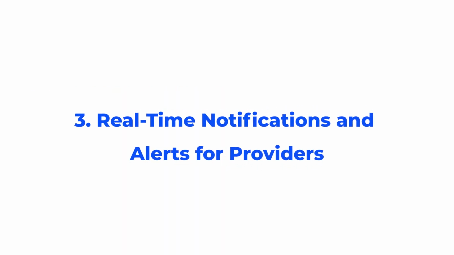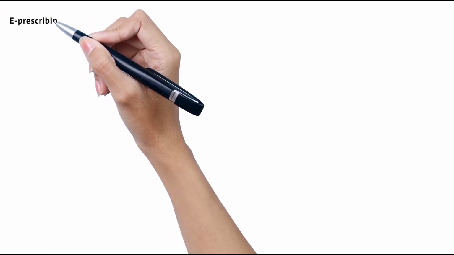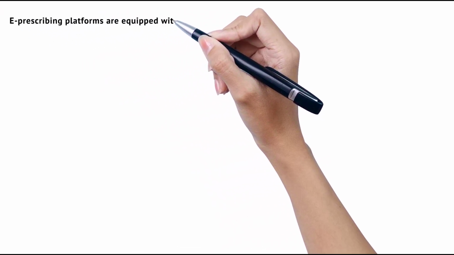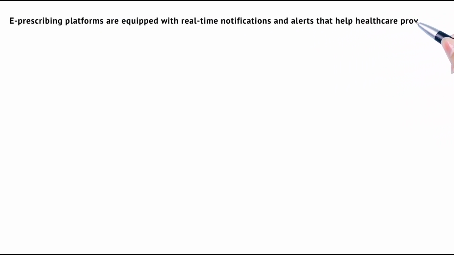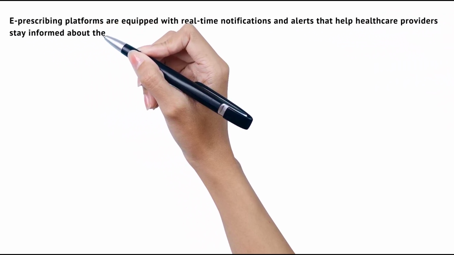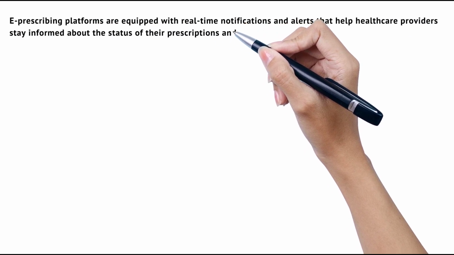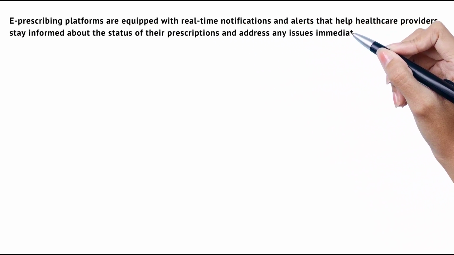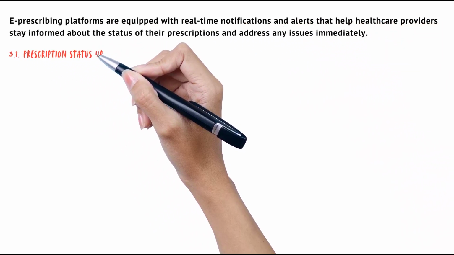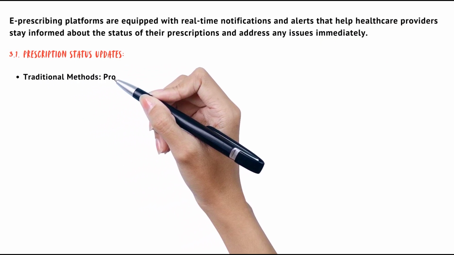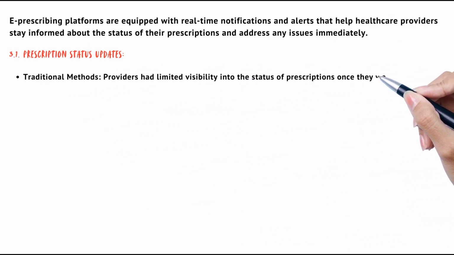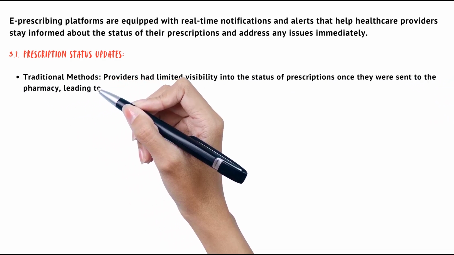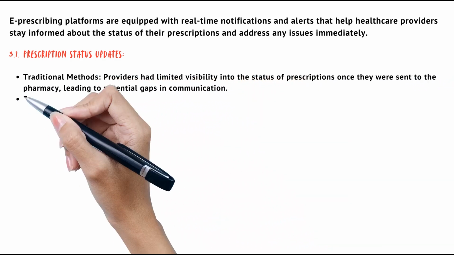3. Real-time notifications and alerts for providers. E-prescribing platforms are equipped with real-time notifications and alerts that help healthcare providers stay informed about the status of their prescriptions and address any issues immediately. 3.1. Prescription status updates. Traditional methods. Providers had limited visibility into the status of prescriptions once they were sent to the pharmacy, leading to potential gaps in communication.